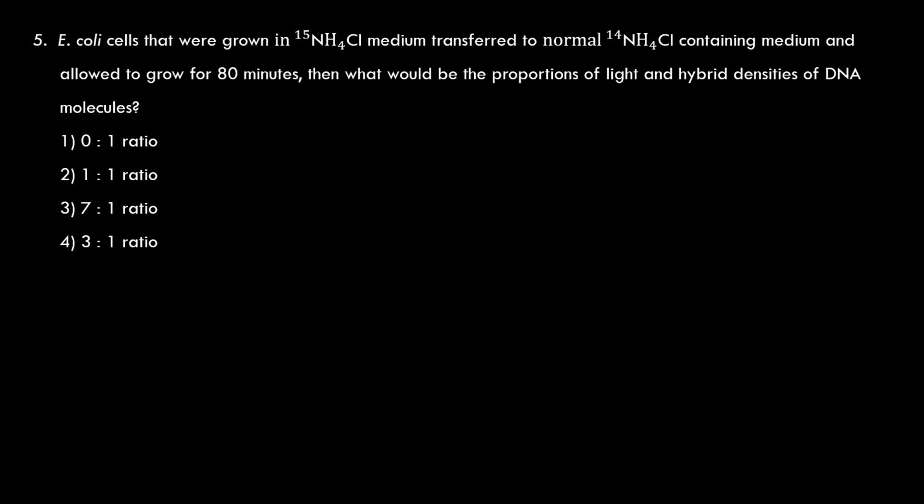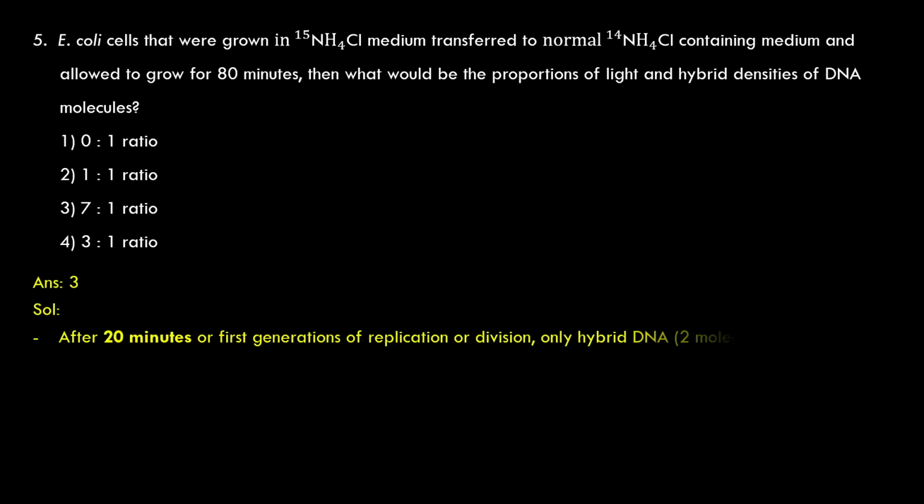After 80 minutes, there is a formation of 16 molecules, 2 to the power of 4, 16 molecules. Out of 16 molecules, 2 will always be the hybrid DNA. The remaining 14 will be lighter DNA. Lighter 14 and hybrid 2, 14:2 means 7:1. So the third option must be the correct one.